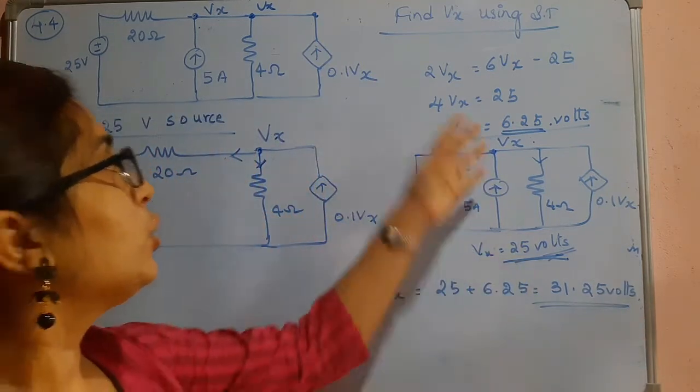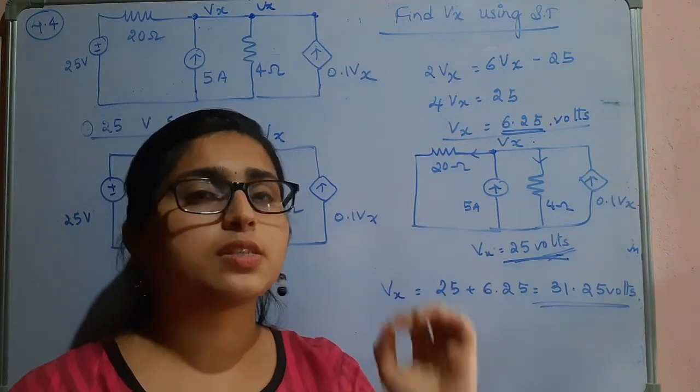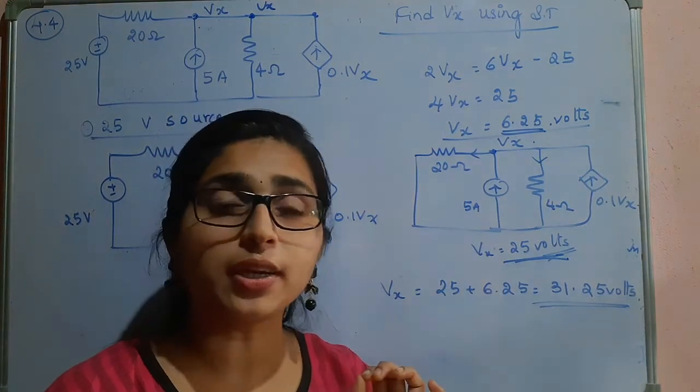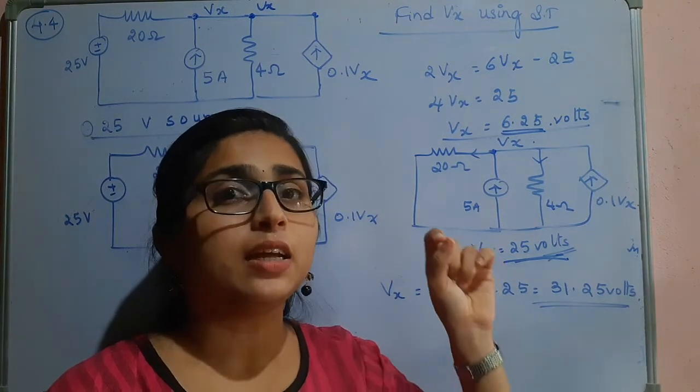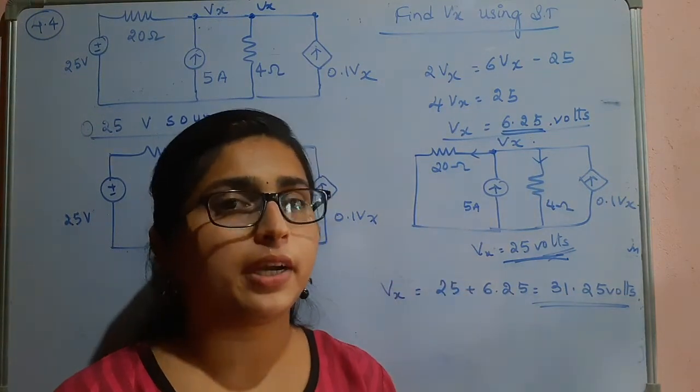Just remember, you are not going to open or short the dependent sources. Dependent sources are kept as they are while solving problems using the superposition theorem. You have to apply the open circuit and short circuit concept only on the independent sources.